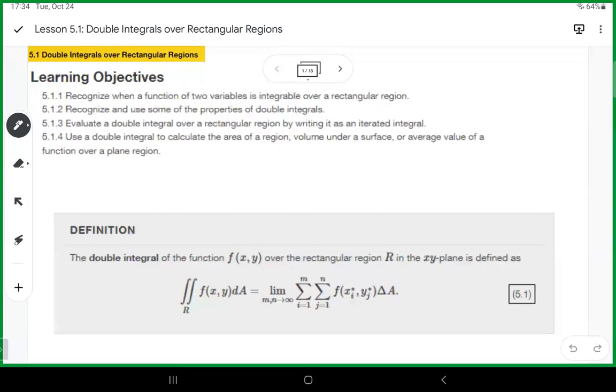We're going to cover section 5.1 and hopefully 5.2 today. They're both about the same length in terms of slides, so hopefully we'll be able to get through them. So 5.1 is double integrals over rectangular regions. You can see your learning objectives there, and we have a nice definition that we're probably more than likely going to be using in the first example.